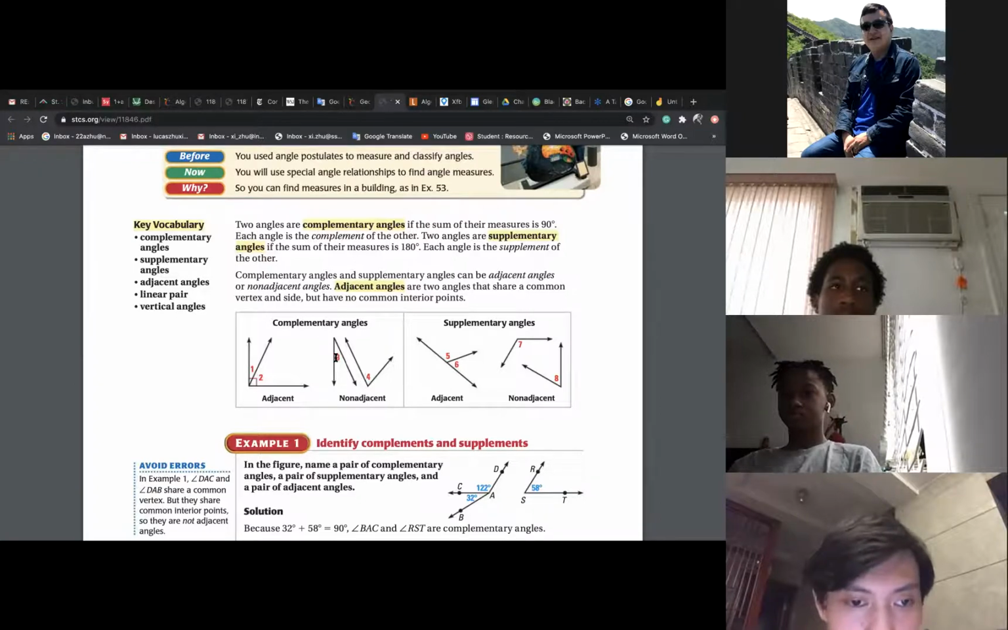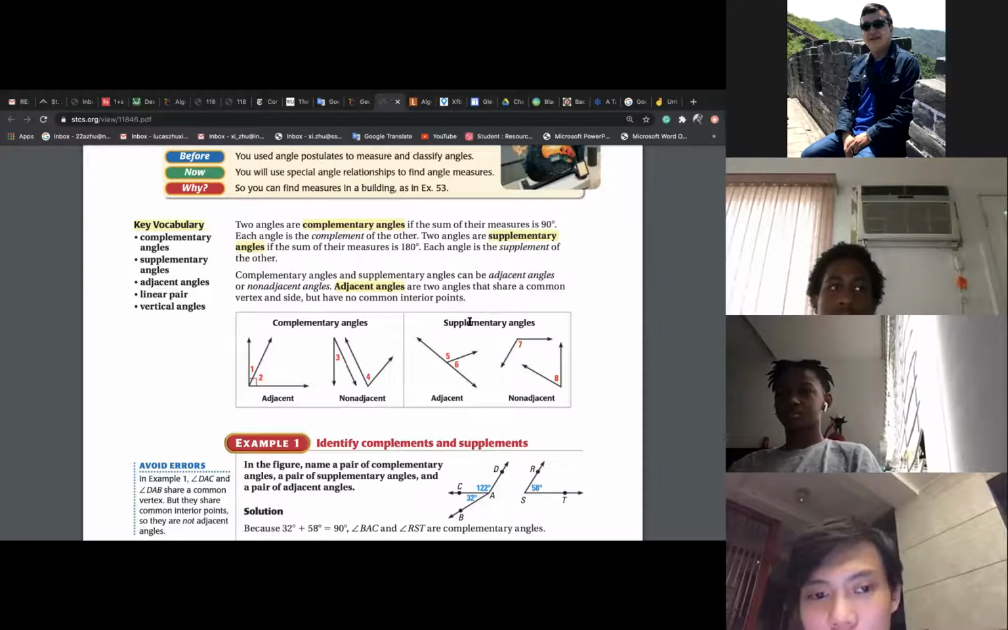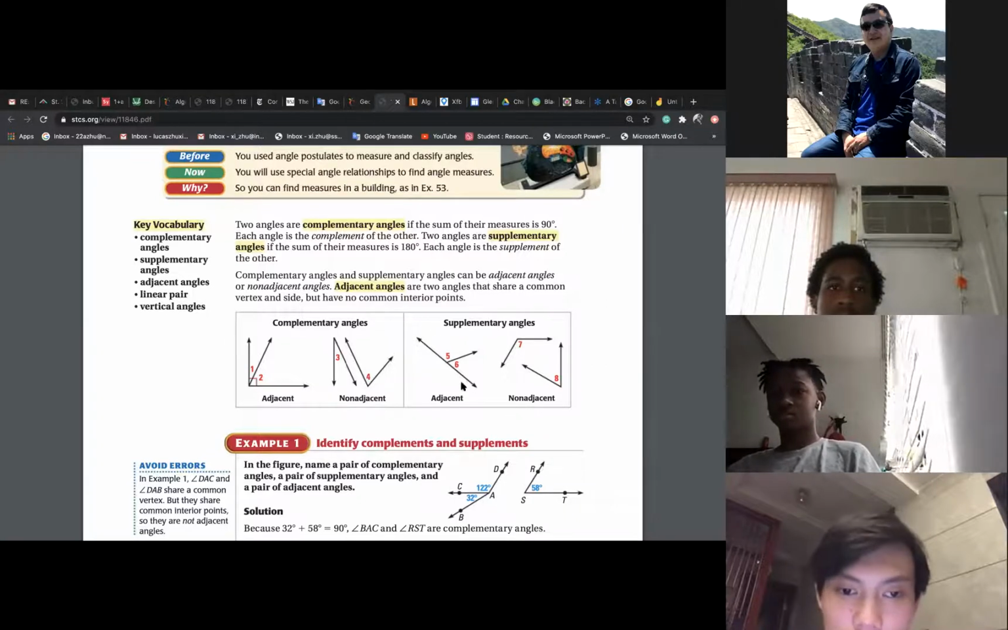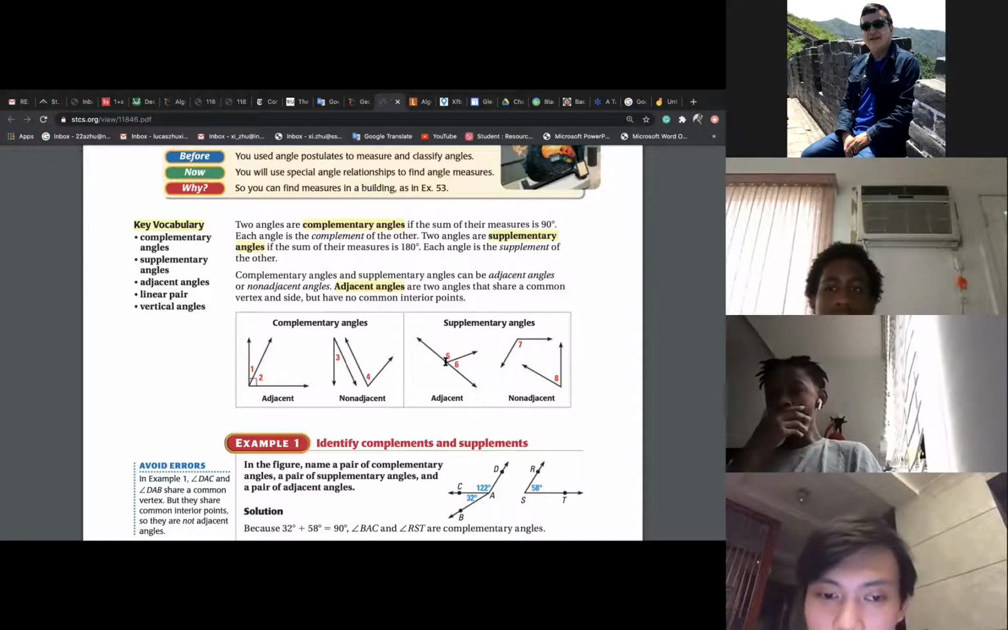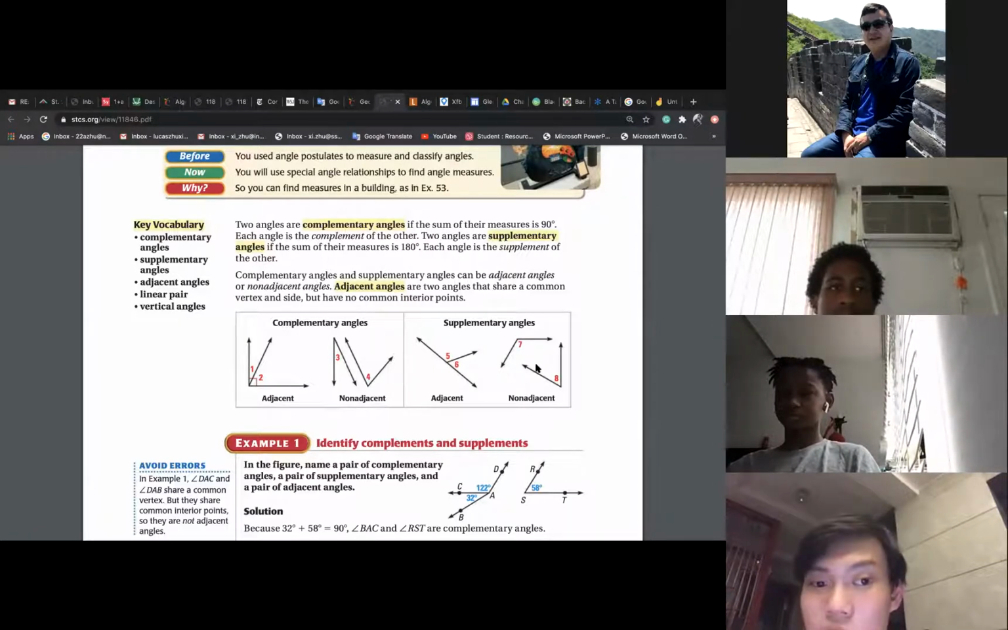So if angle 3 and angle 4 add up to 90, they are complementary angles. But look over here, they don't share a vertex or a side. So they're non-adjacent, but they're complementary. Get it? It's the same thing over here. They're supplementary. They add up to 180 and they're next to each other, so adjacent. But over here, they're not next to each other, so they are not adjacent, but they're still supplementary angles.